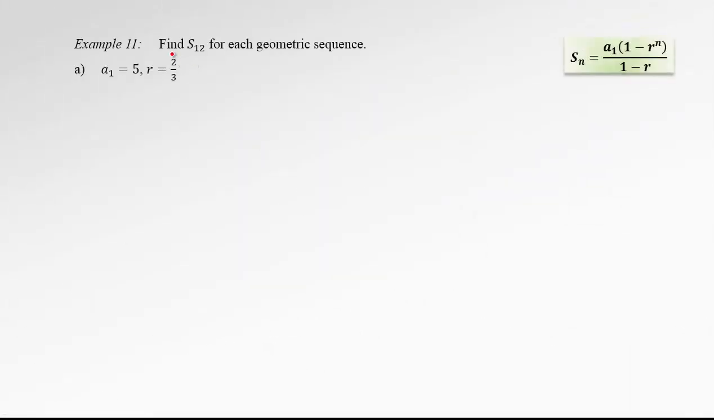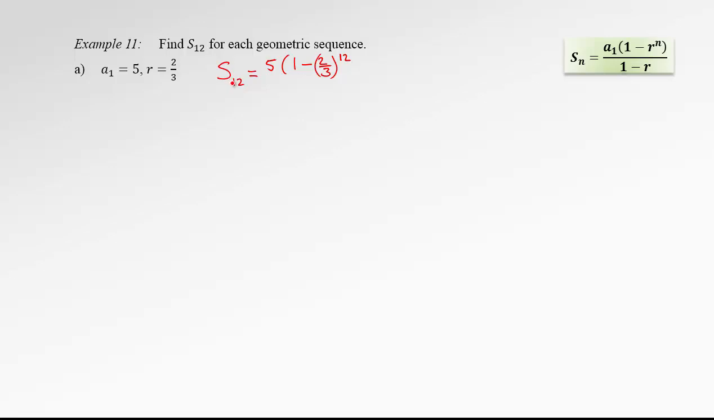Well, let's practice. Find the S12, the sum of the first 12 terms of each geometric sequence. In example A, we have given a1 and r. So we can basically plug this information directly into the formula, and S12 would be equal to a1, which is 5, times 1 minus 2/3 to the n, which is 12, right? So notice that we are using exactly the same n for the sum.